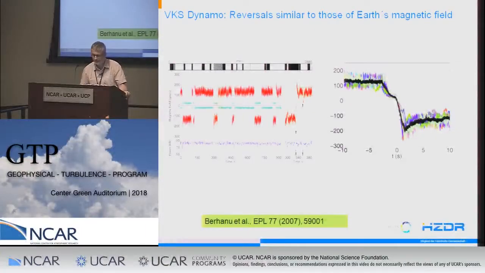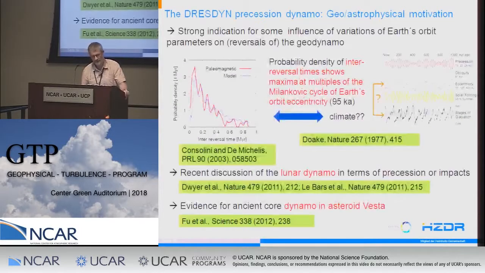At least what they have found in Cadarache was a very nice effect of a sort of reversals. As you see here, they are even reminiscent a little bit of the Earth's magnetic field reversals. And this brings us now to our experiment, the Dresden precession experiment, because one of the geophysical motivations is here. Of course, we cannot build a bonsai geodynamo. This is absolutely impossible.